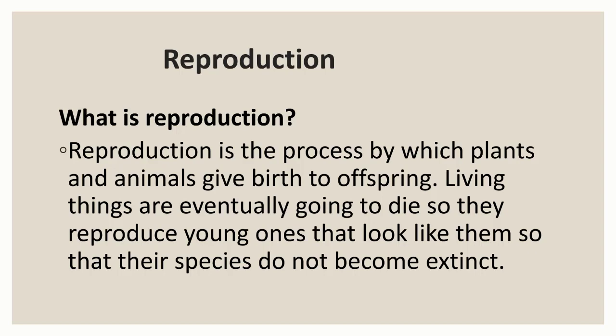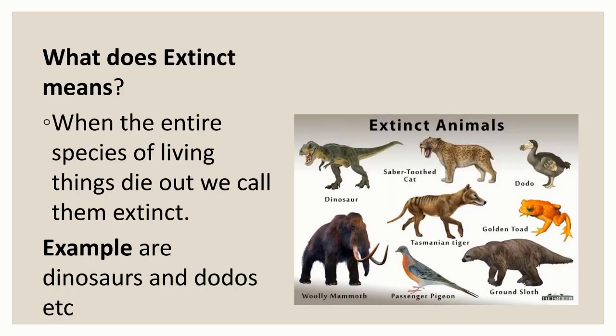Only those living things survive that reproduce, otherwise they will become extinct. Now what does extinct mean? When the entire species of living things die, we call them extinct. Examples of some extinct animals are dinosaurs and dodo.